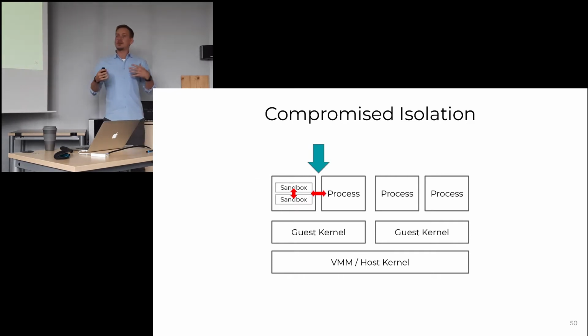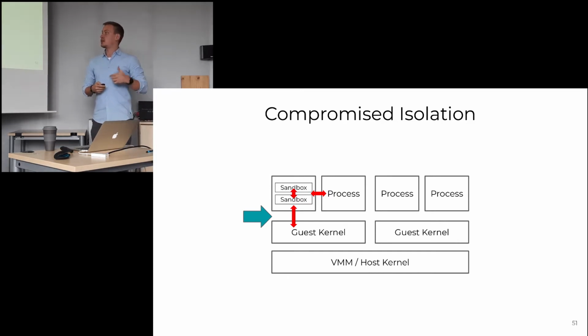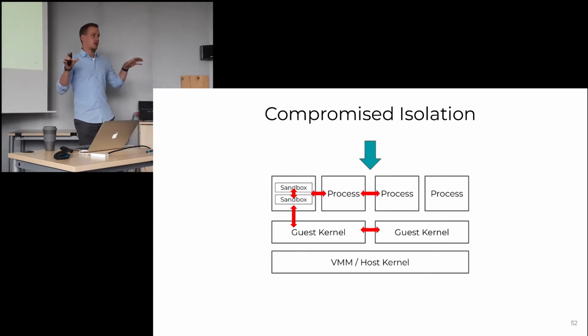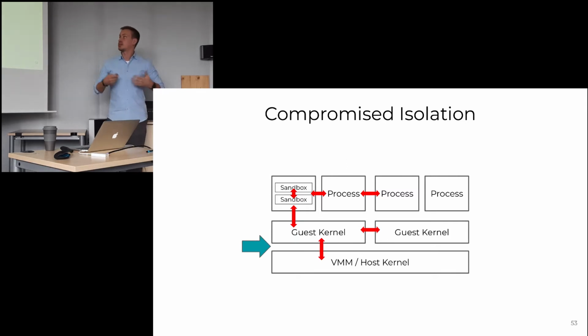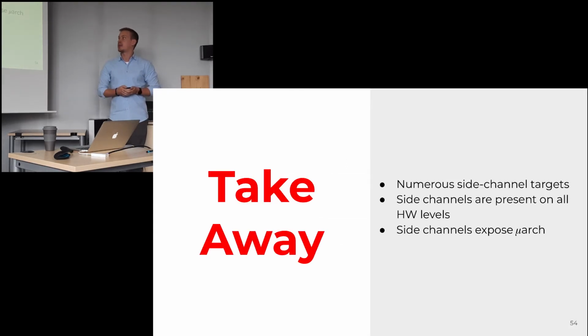The same goes if you have two applications running on the same system. So the isolation between processes can be broken, between process and the kernel, between tenants in the cloud environment, and so on. So the isolation is broken. So what can we take away from this? What is the conclusion from these side channel attacks? From this, we can take away that there are many targets for side channel attacks. So it's not only caches, it's different parts of the hardware. They are present on various levels of the hardware stack.